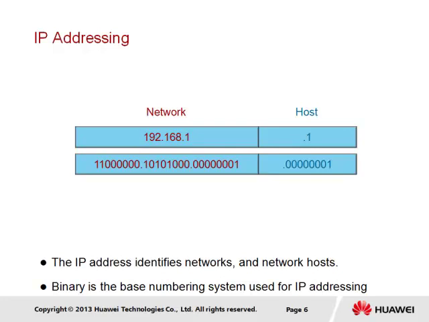The example here shows a host address for which a host, in this case 1, is part of network 192.168.1.